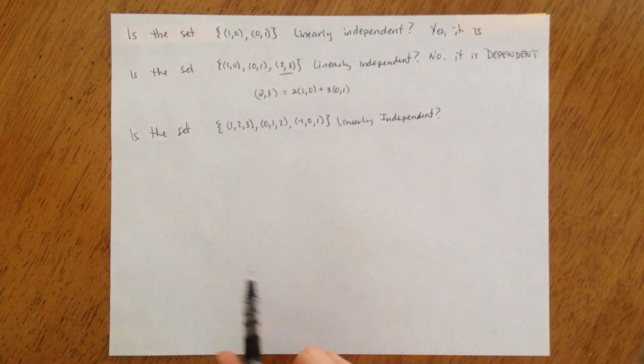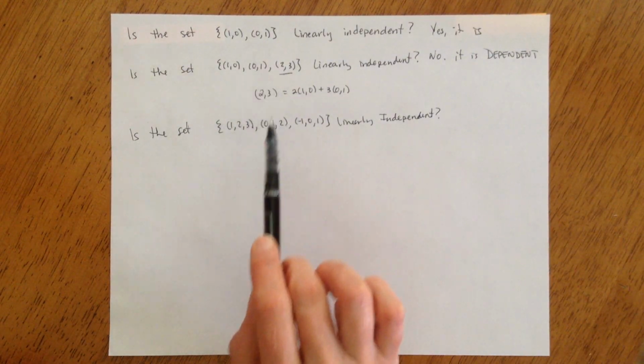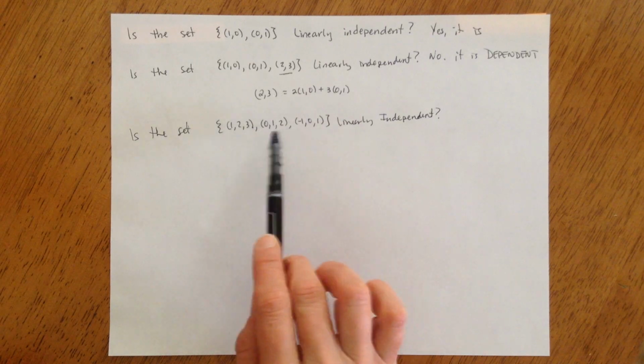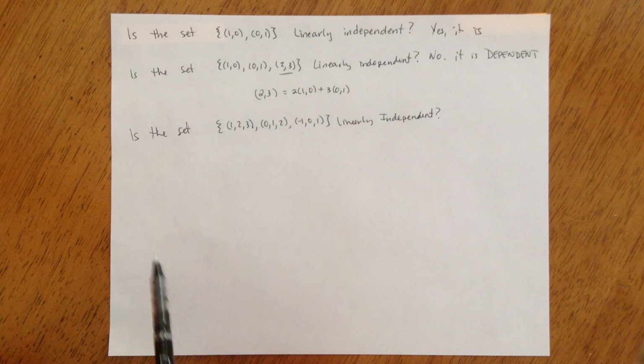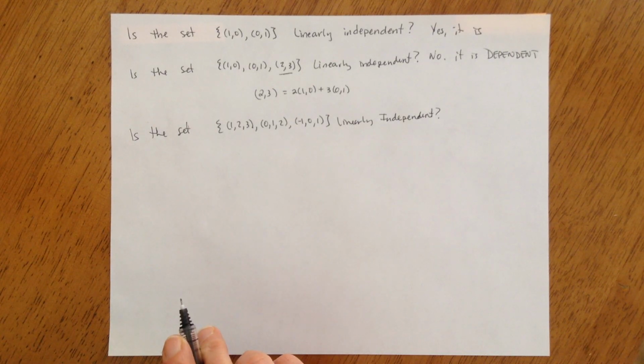And so what I would like to do is discover whether I can do this type of thing with this set. Can I write this as a linear combination of these two guys? Can I write this one as a linear combination of these two guys? Can I write this one as a linear combination of those two guys? That's a ton of stuff to check.